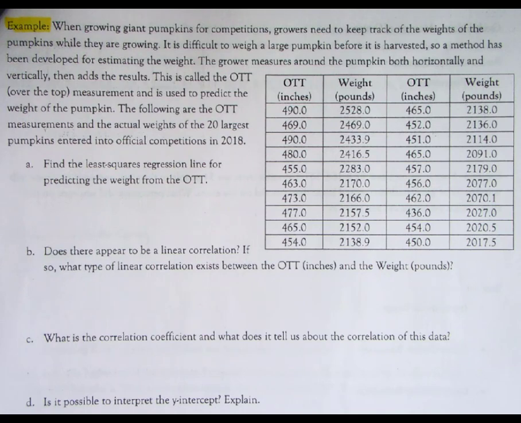OTT is measured in inches, and the actual weight of the pumpkin during the competition, when they pick them up and measure them, is measured in pounds. Here we have the first 20 of the official competitions in 2018. You can see we have two columns, with 10 in each column, where you have the OTT inches corresponding to the weight of the pumpkins. We want to enter this paired data into our calculators.